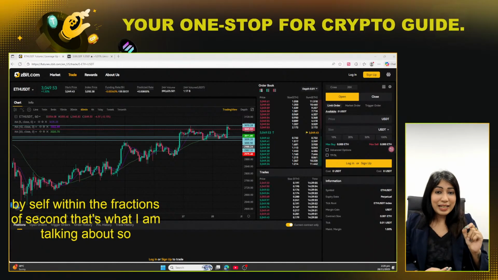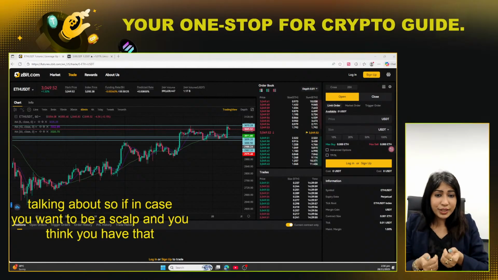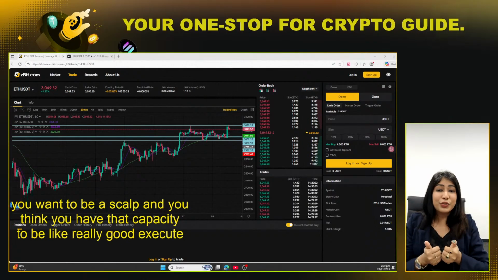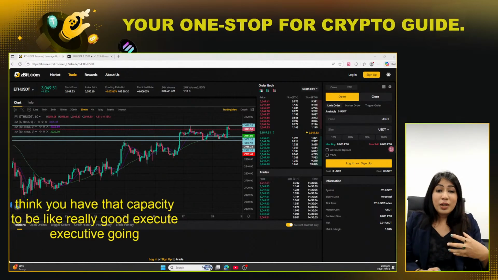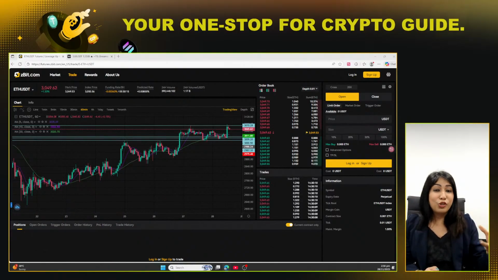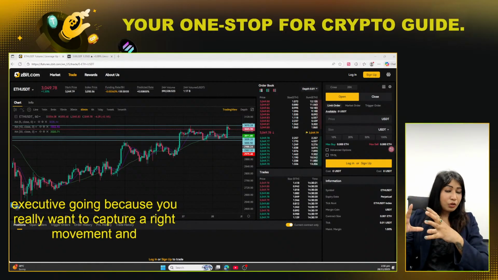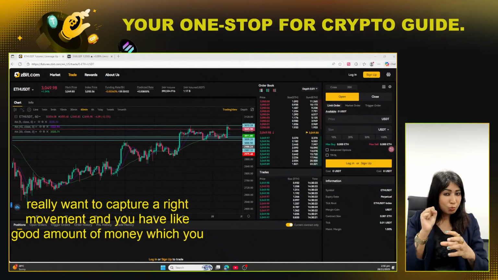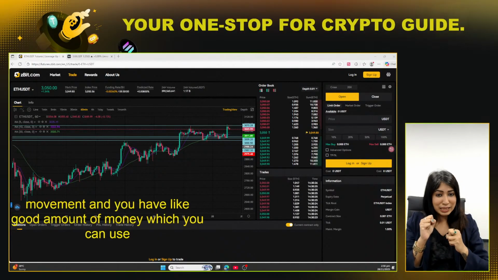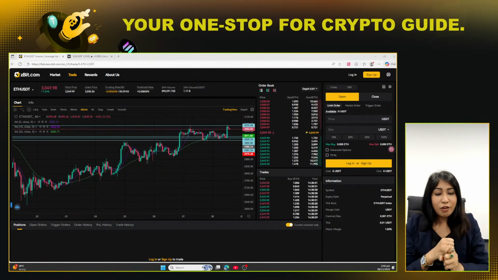So if you want to be a scalper and you think you have the capacity to be a really good executor, quickly executing the trades, remember it's not about going by guts here. If you go by guts or just a fluke, that is called gambling. That's not trading, and that's where you will definitely lose. If you really want to capture the right movement and you have a good amount of money which you can use to capture a small movement and make a good amount of money within a short period of time, yes, you can pick up scalping, but it comes with a lot of risk.